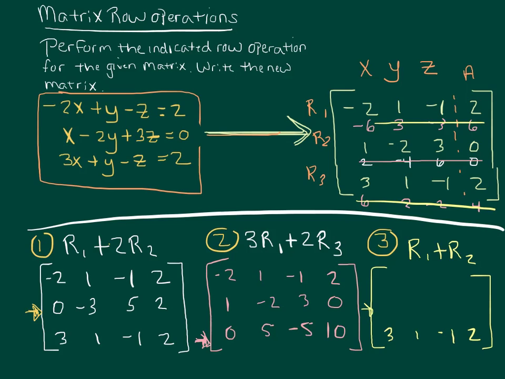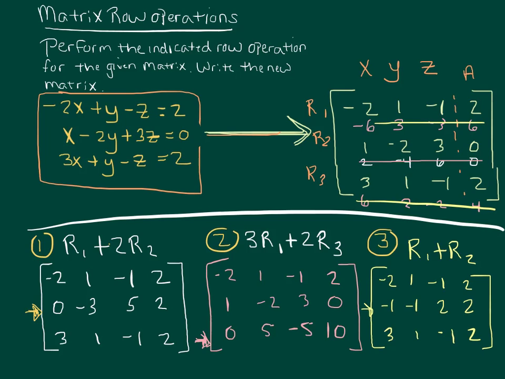So row 1 plus row 2 is negative 2 plus a 1 gives me a negative 1. 1 plus a negative 2 is a negative 1. Negative 1 plus a 3 is a 2. 2 plus a 0 is a 2. And I'll leave row 1 as it is. Alright, so that's basic row operations.